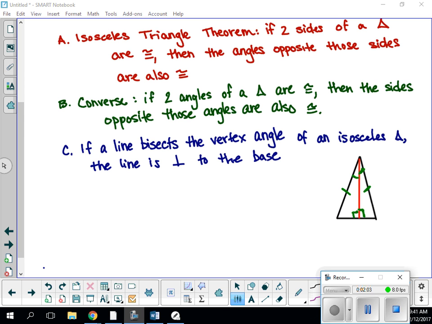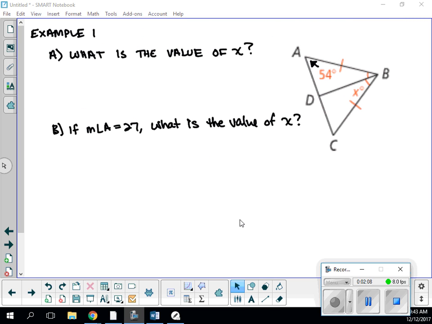Let's look at a couple examples here. Okay, so if we look at this example, we have triangle ABC, where AB is congruent to BC, so we're dealing with an isosceles triangle. And we want to find the value of x. My recommendation for problems like this, where you're finding a value of an angle or a side, is to fill in all the information that you can without worrying about what the question is asking to begin with.